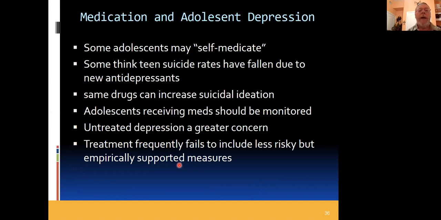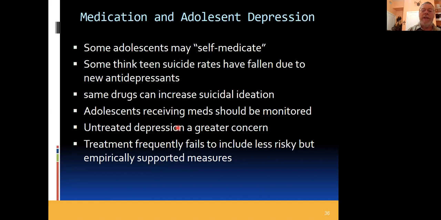Okay, just a little bit about medication and adolescent depression. Some adolescents may self-medicate. Feeling depressed, they might experiment with various drugs to try to feel better: alcohol, maybe marijuana, things like that. Again, I mentioned the antidepressants increasing suicidal ideation. So obviously adolescents receiving those should be closely monitored.